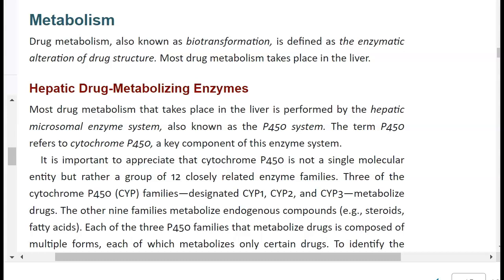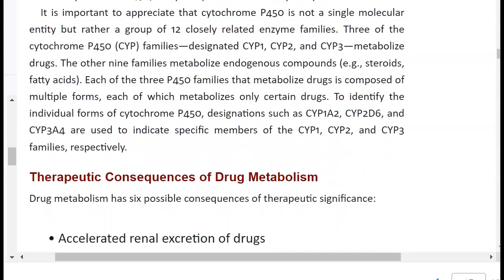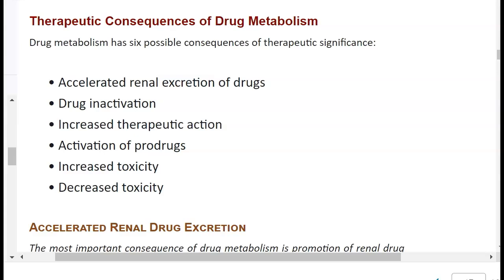So it's important to appreciate that the cytochrome P450 is not a single molecular entity, but a group of closely related enzymes. And they break the CYP450 down into CYP1, 2, and 3. And then we have other ones; the other 9 families metabolize endogenous compounds. Okay, not to get into the weeds. I don't expect you to memorize CYP1, 2, or 3, but to understand as a concept that hepatic drug metabolism is a very important concept to understand when you're understanding the therapeutics of the drug.